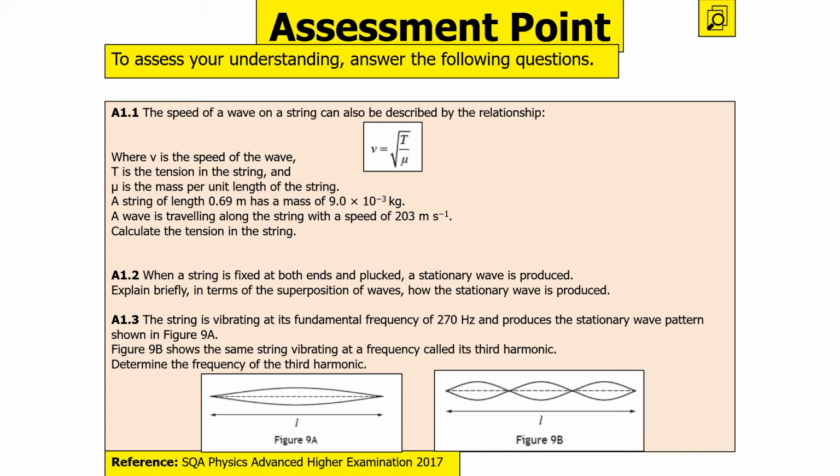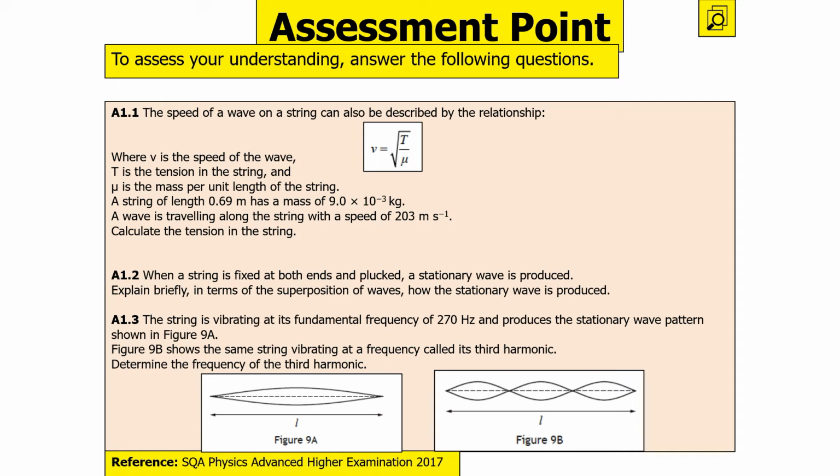The speed of a wave on a string can be described with the relation v equals the square root of T over mu, where T is the tension in the string and mu is the mass per unit length of the string. A string of length 0.69 meters has a mass of 9.0 times 10 to the minus 3 kilograms. A wave is travelling along the string with a speed of 203 meters per second. Calculate the tension in the string.